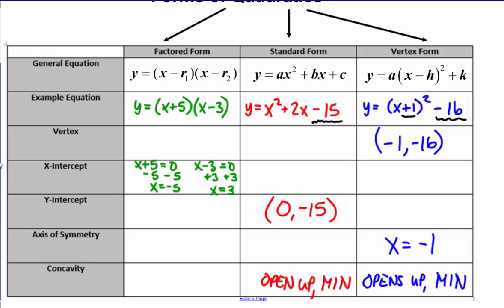So in both of these situations, we get the point (negative 5, 0), and in this case, we get the point (3, 0) as our two x-intercepts. Also in factored form, it's easy to see that because our leading coefficient doesn't have anything out there, we assume it's a 1, we know that that means it opens up and has a minimum as well.